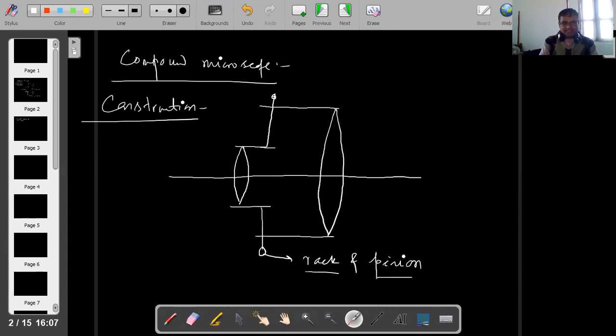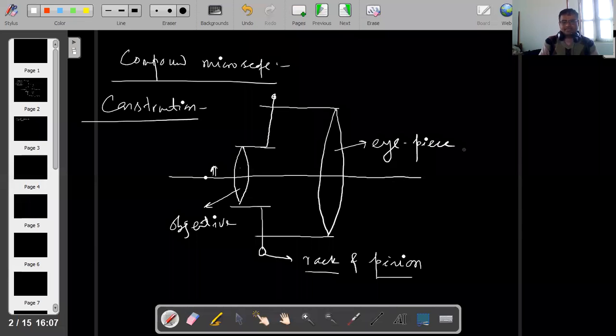Now, the small lens is known as objective. Why? Because it is nearer the object. The object is always placed near the small lens. Therefore, this is known as objective. And this is known as eyepiece. The eyepiece has a large focal length and a very large aperture. Aperture means end-to-end diameter. The objective lens has a small aperture and so its focal length is also small. The eyepiece has large focal length and large aperture. This is the compound microscope.